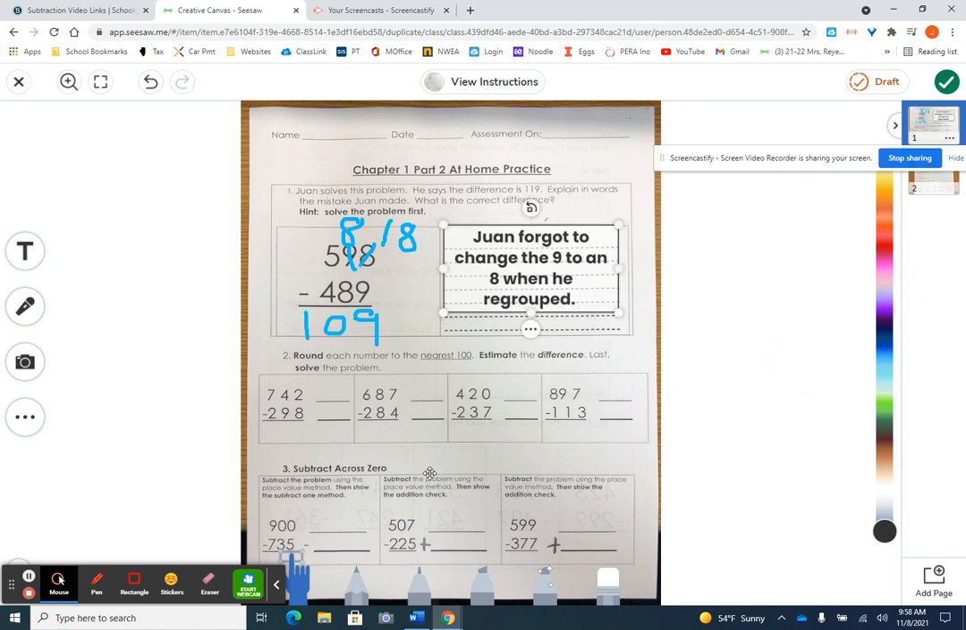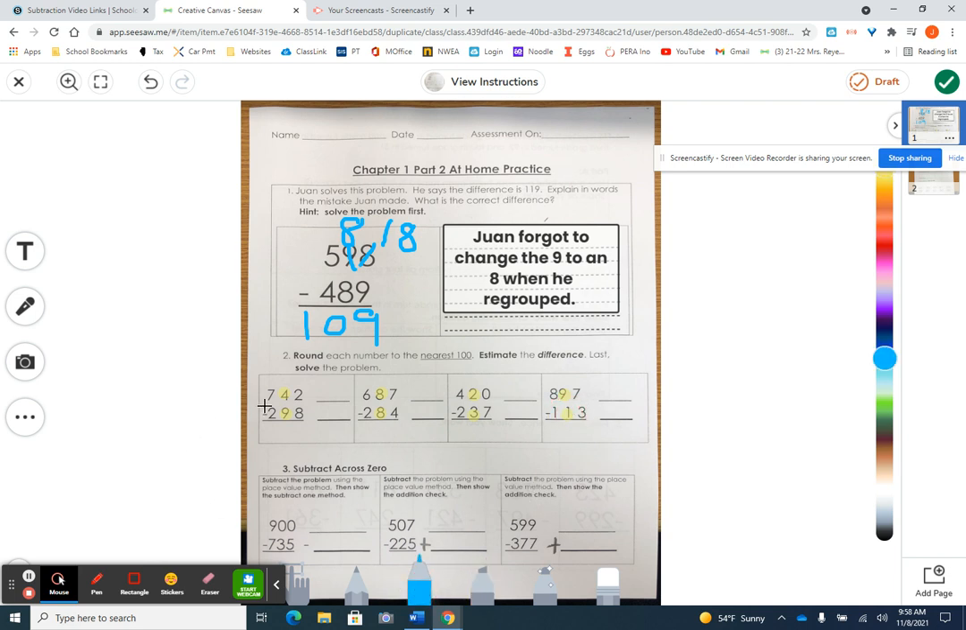So the next set of problems, number 2, we're going to have to round each number to the nearest 100, then estimate the difference, and then last we actually have to solve the problems. So we're going to estimate first, and then we're going to solve. When I estimate, I'm going to get my highlighter out just to make this a little easier for me. I know that if I'm estimating to 100, then my 10 is going to be the deciding factor whether or not my 100 is going to increase by 1 or stay.